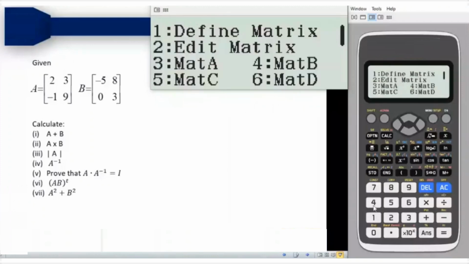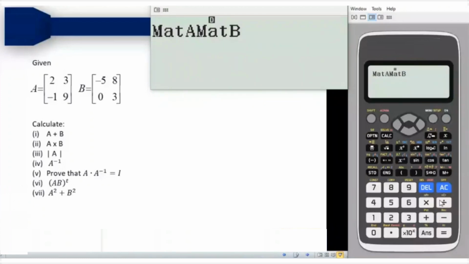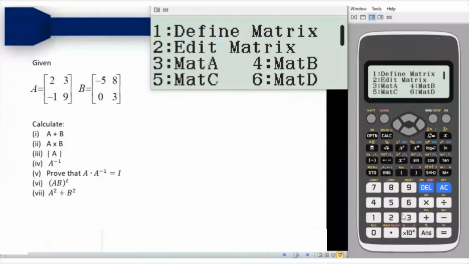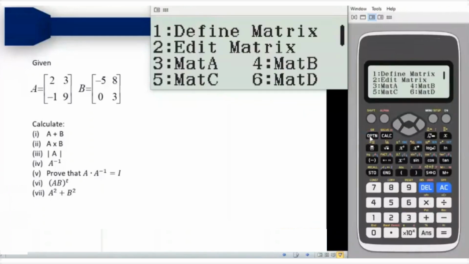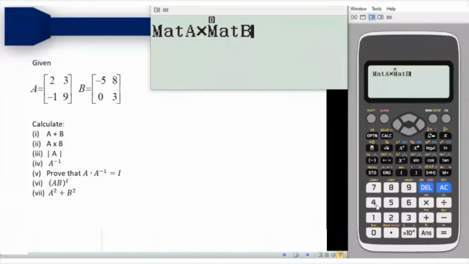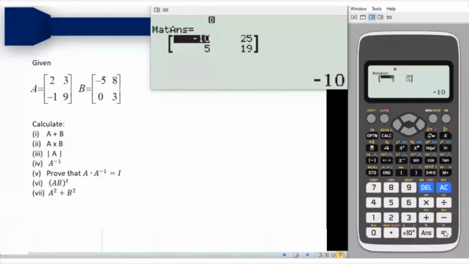So when you were doing addition of matrices, you pressed option 3 plus option 4. That is matrix A plus matrix B, which is equal to minus 3, 11, minus 1, 12. And when you were multiplying the matrices, you pressed the option button, you pressed 3, then you pressed multiply, then you pressed the option button again, and you pressed 4. So matrix A multiplied by matrix B, you press equals to get the answer.